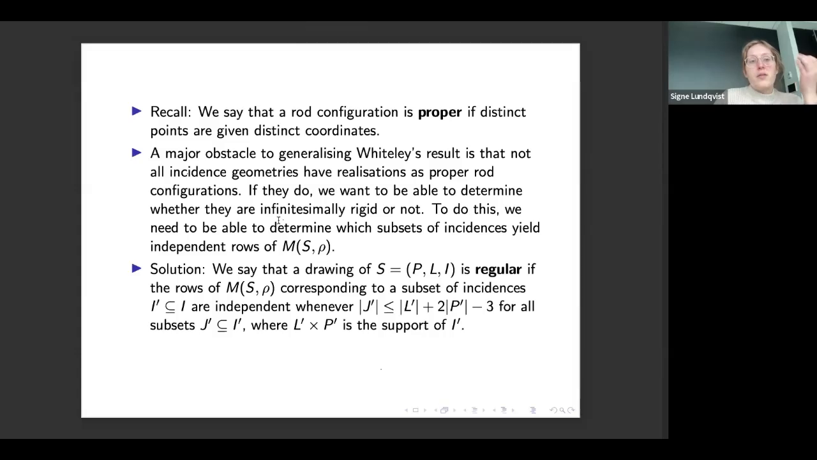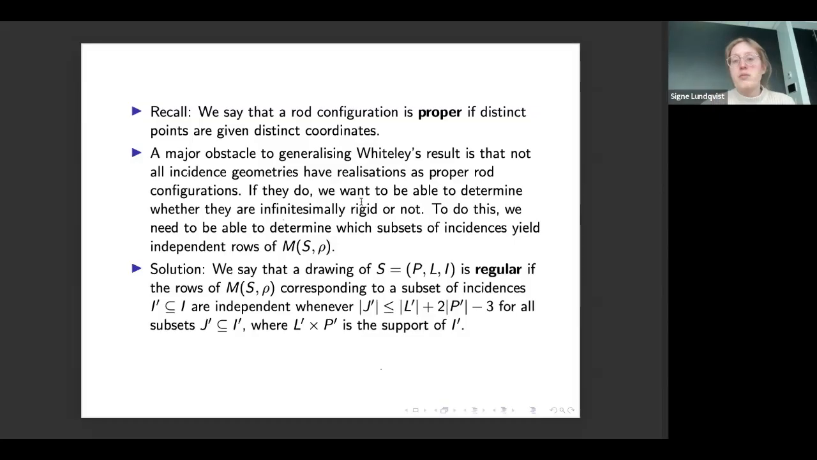Okay, so if you recall, a while ago I made this definition: we say that our configuration is proper if distinct points are given distinct coordinates and distinct lines are distinct. And a major obstacle to actually generalizing this result is that if you don't assume minimality, then you can have instance geometries which don't have realizations as proper rod configurations. But okay, we can assume that they do, because we're interested in rigidity properties. So it's natural to assume you have a geometric realization that you're interested in.